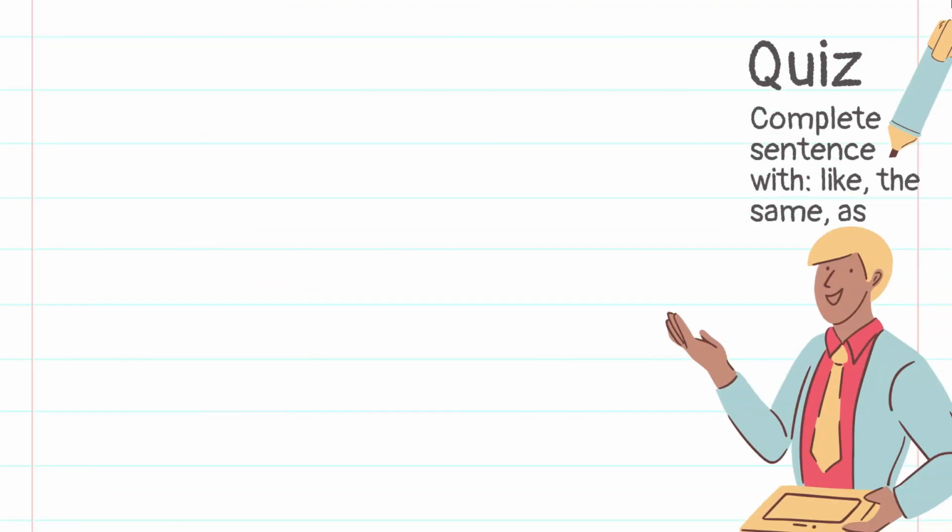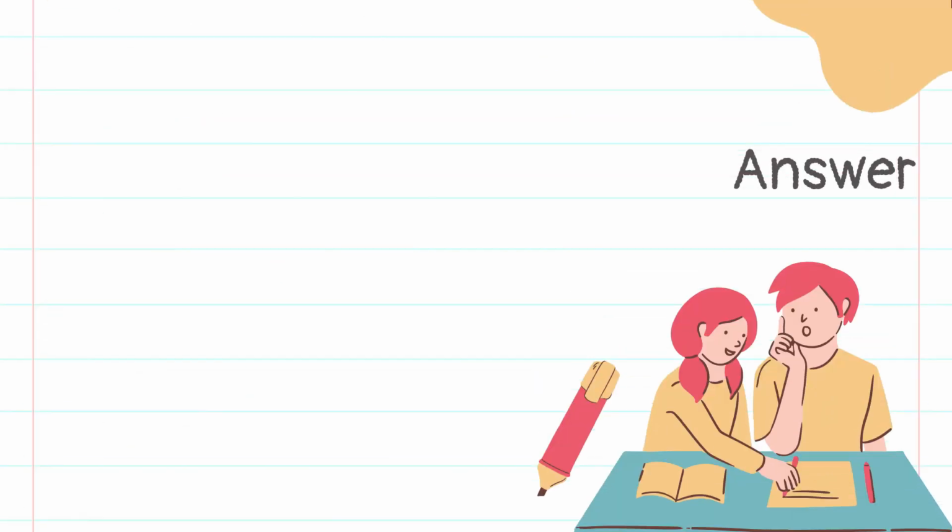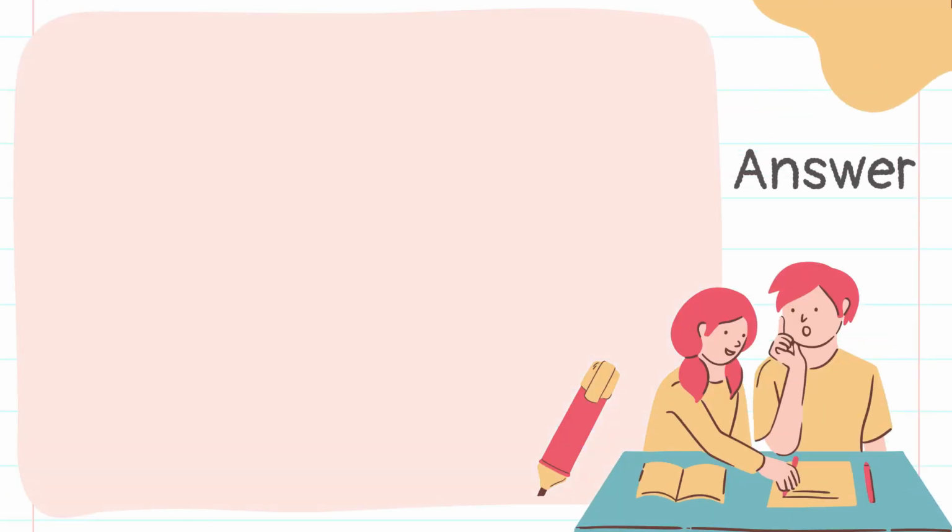Now I think it's time for you to take a quiz to make sure how much you understand the lesson or not. So let's complete the sentences with like, the same, or as. Here are the 15 exercises. You should spend time, and you may pause the video to complete this one. Okay, I assume that you have done it. So now let's check the answers one by one.